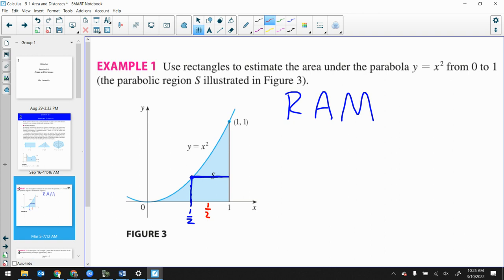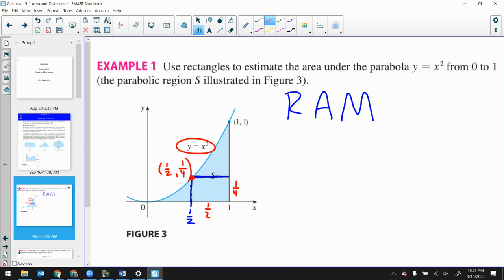Okay, if the base is 1/2, what's my height? Well, what is that coordinate? 1/2 comma what? 1/4. Yeah, 0.25, right? 1/2 comma 1/4. How do I get that 1/4? It's just x squared, right? So if I know what the function is, I can evaluate the function at that point to tell me where it's going to occur. That's 1/2 comma 1/4, which means the height of this rectangle is 1/4, isn't it?